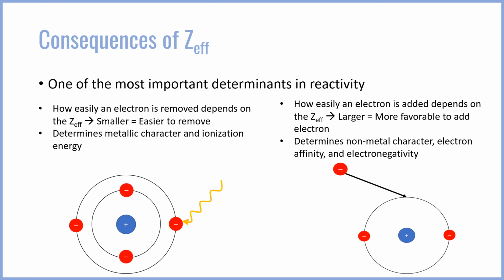Right? So to summarize, effective nuclear charge is a huge determinant in chemical reactivity, and specifically it's going to impact three other periodic trends: ionization energy, electron affinity, and electronegativity, which correlate with metallic and non-metallic character. And with that, we've actually gone ahead and reached the end of the content for this video.